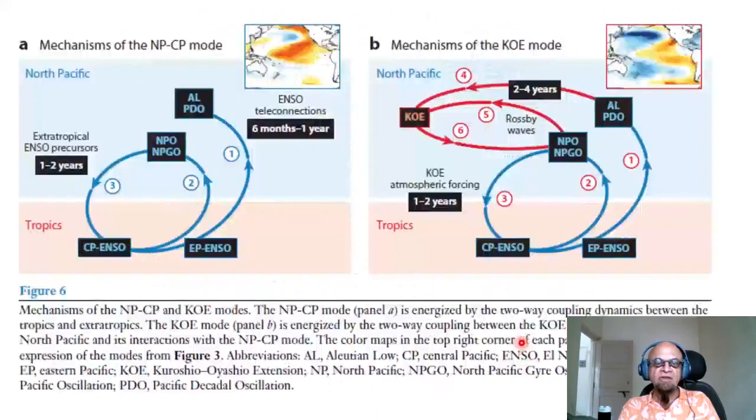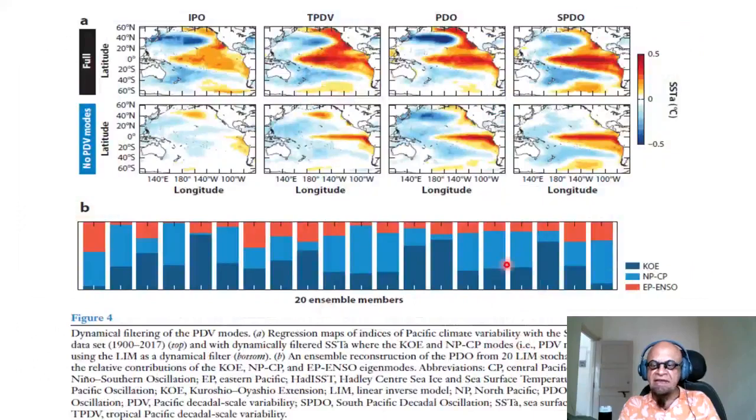So basically we can go back to this figure and see that the LIM allowed us to do these ensembles to look at the relative contributions of KOE, NPCP, and EP to PDV, right? So in that sense, this is the reconstruction of the PDO. You can see that depending on the various perturbations to the ensemble members, you can get different contributions from these three modes, which are the most intrinsic basic modes.